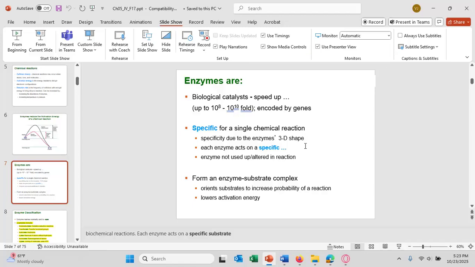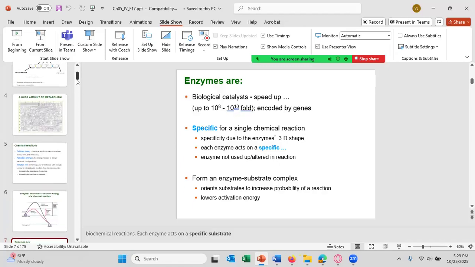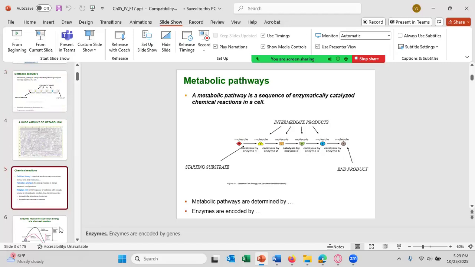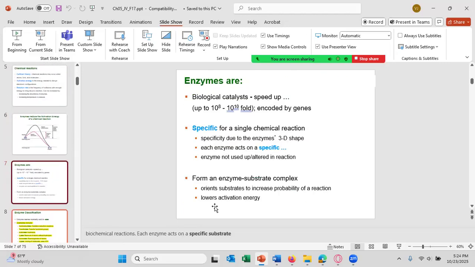So one enzyme works on a specific biochemical reaction, and for the next biochemical reaction, you have another enzyme. And actually, I kind of already showed you that. We were talking about it here. Each chemical reaction was occurring by a separate enzyme. Move forward to where we were.